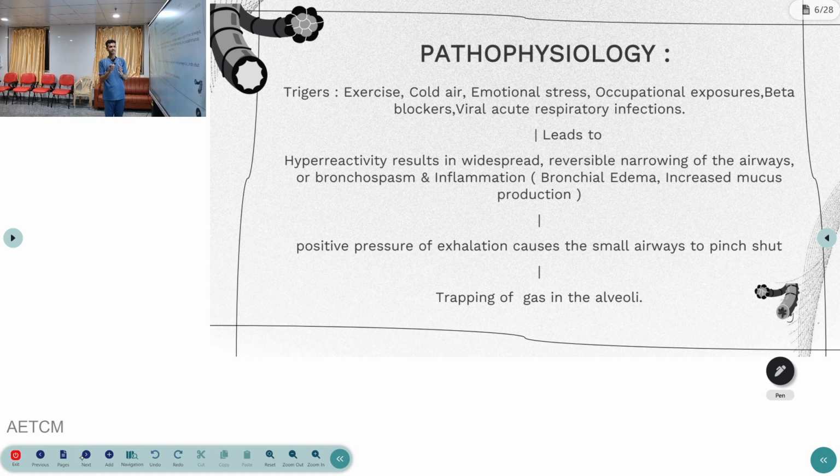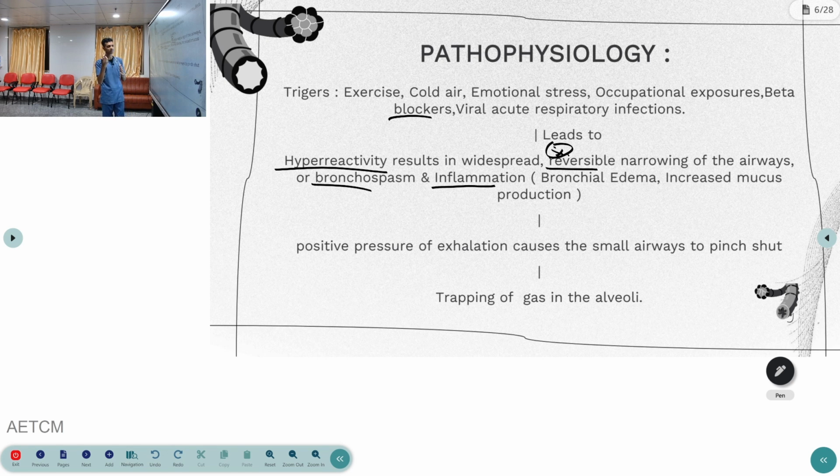So what are the things? Usually what pathology occurs in asthma? First thing, these are the triggers like exercise, cold air, emotional stress, occupational exposure, beta blockers, which is most important, and viral acute respiratory infection. They lead to hyperreactivity, resulting in widespread reversible narrowing of the airway. This is most important: reversible narrowing of the airways, or bronchospasm. Narrowing of the airway is called bronchospasm, and then it will cause inflammation.